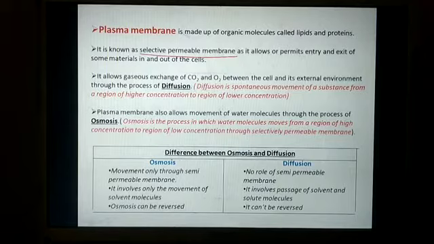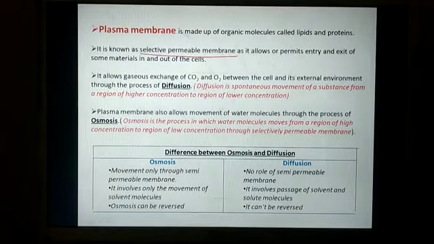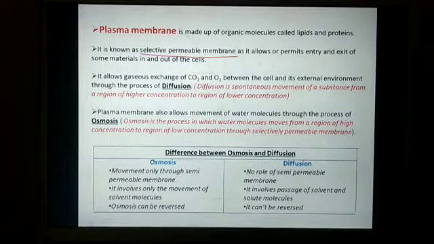So what is diffusion? It is the spontaneous movement of substance from a region of high concentration to a region of low concentration. That means if one of the substances is more in amount, then it will go from that part to the region where it has a lower amount. And spontaneous movement means it doesn't require anything to initiate this process. Whenever you have this imbalance, you can see the diffusion process over there.